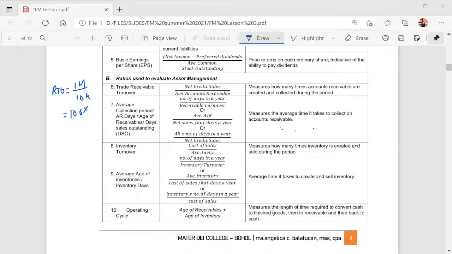How about for the inventory days? What do you think? Is it the shorter the better, the longer the better? For your inventory days, okay, this is the average time to create and sell inventory. So the shorter gihapon, di ba? Masindot man og dali ra mahuman ang product, di ba? Kay kung dali ra mahuman og gama ang product, dali ta makabaligya.